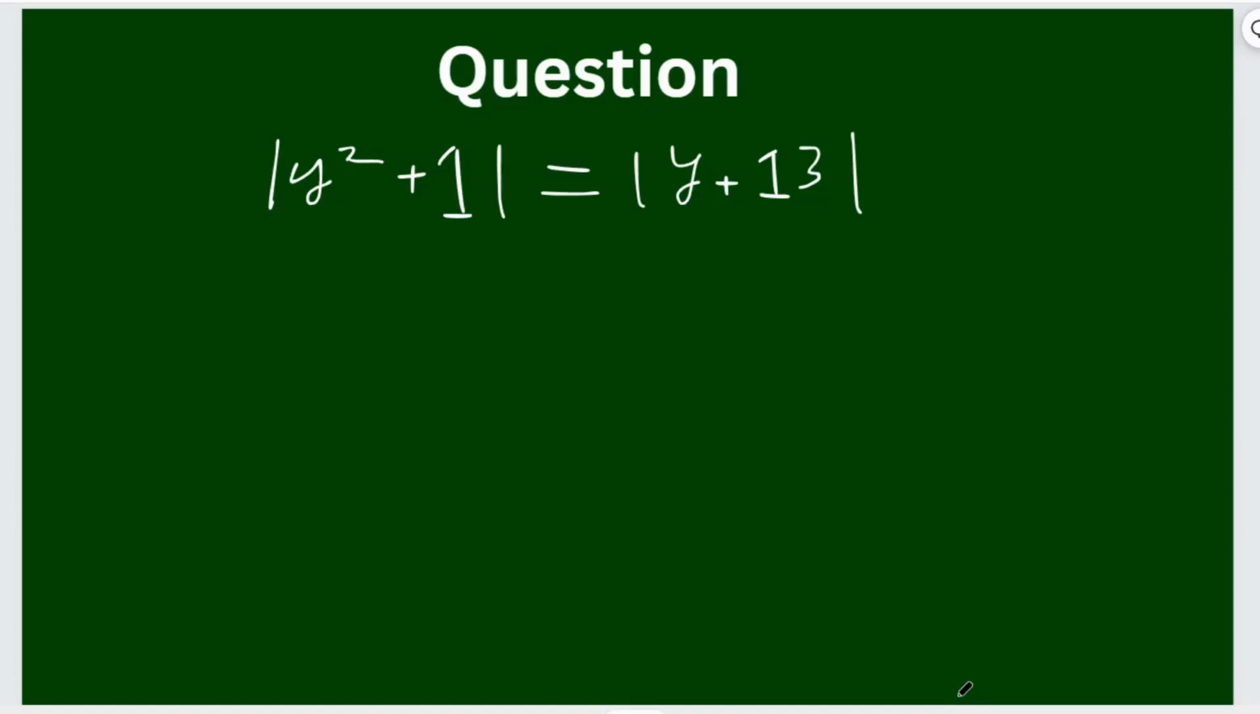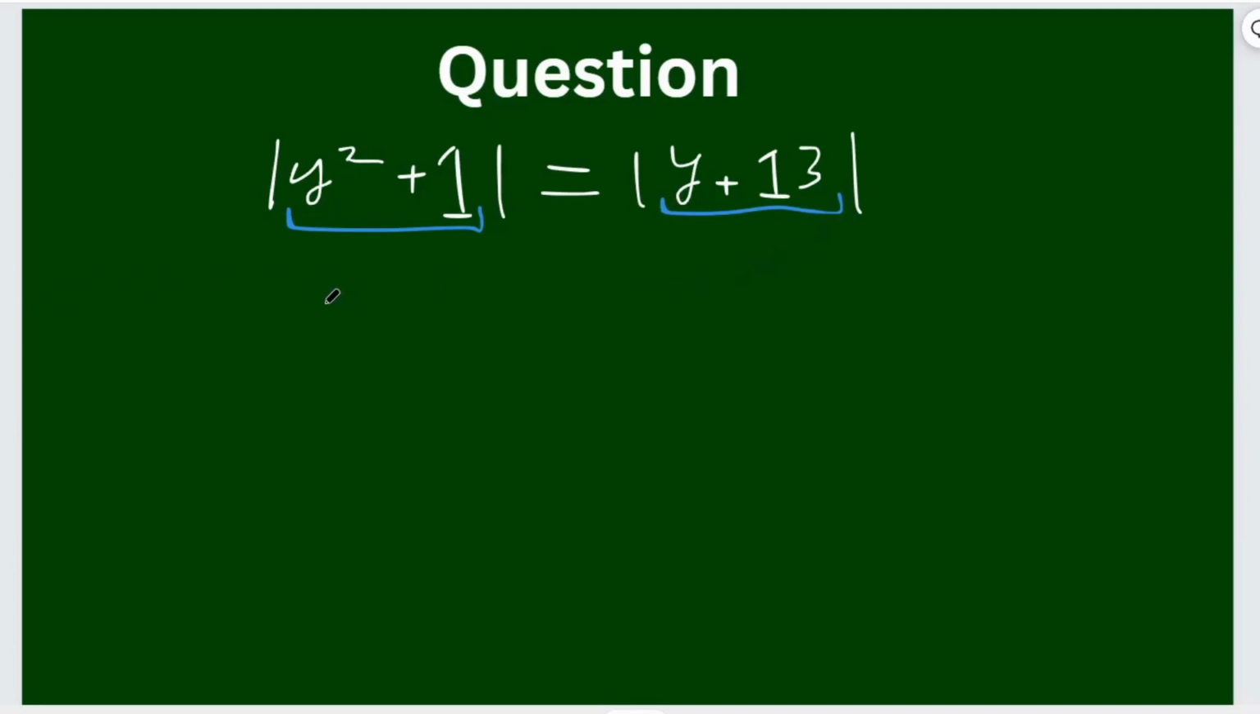In this question, you are supposed to find the two values of y such that this equation is satisfied. That is, the absolute value of y squared plus 1 is equal to the absolute value of y plus 13. So here you're going to have to discuss whether the values in the absolute value are positive or negative, right?